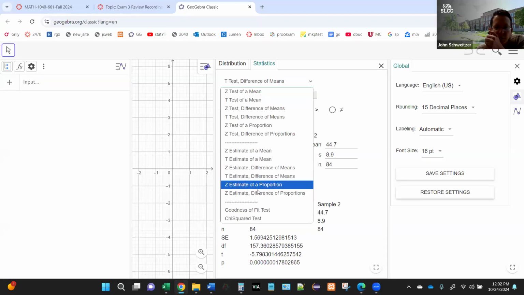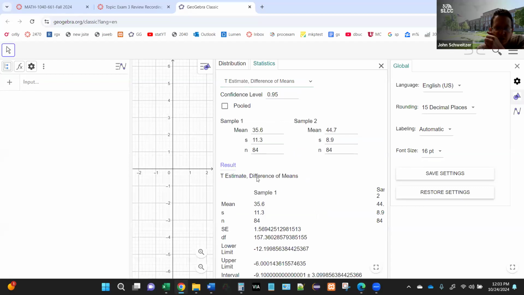And it's not a proportion. This is quantitative data, so we're in the means. We know there's two populations we're looking at, so it's not a single mean, it's a difference of means. So we know it's a t estimate difference of means. Since we already just did the hypothesis test, all of the information's in here. Very easy and ready to go. Okay, so the answer's down there.